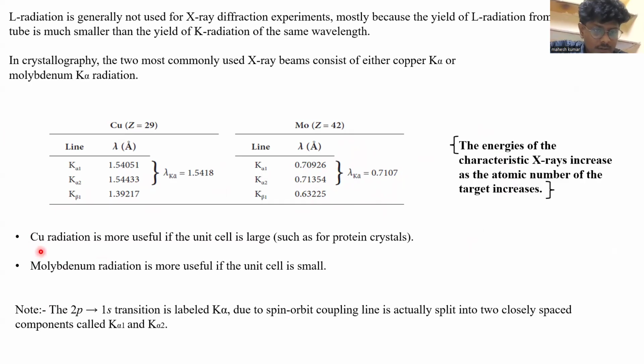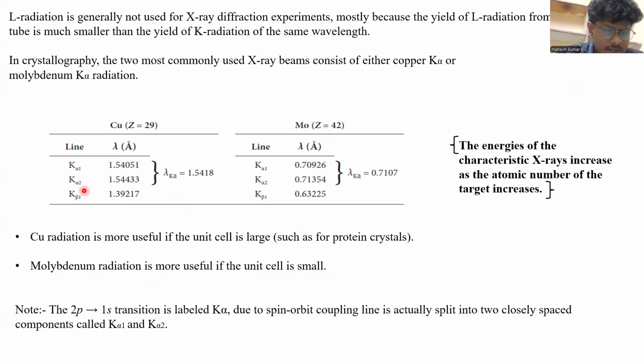Then copper radiation is more useful if the unit cell is large, such as a protein crystal, because the order of the X-ray wavelength and the order of the interference spacing are almost the same. Similarly, molybdenum radiation is more useful if the unit cell is small, because molybdenum has a smaller wavelength.